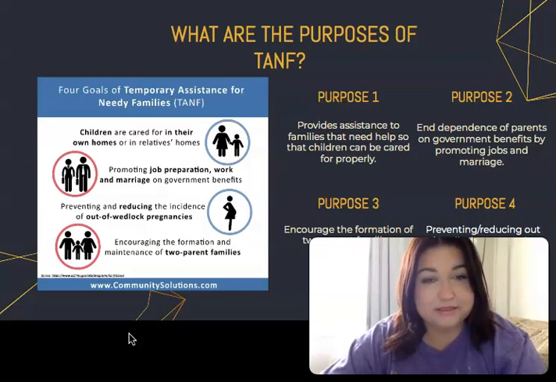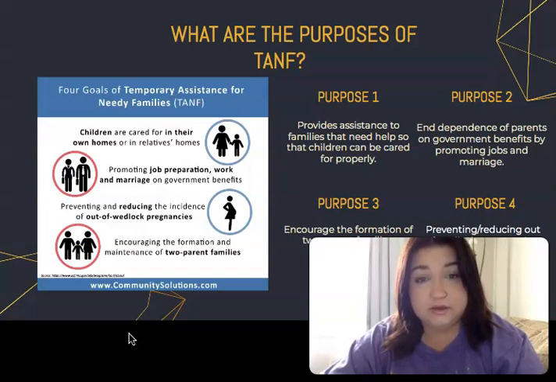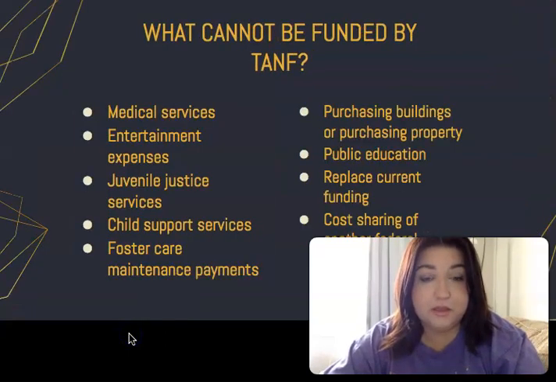Purpose 1 is it provides assistance to families that need help so that children can be cared for properly. The second purpose is to end the dependence of parents on government benefits by promoting jobs and marriage. The third purpose is to encourage the formation of 2-parent families. And the fourth purpose is preventing and reducing out-of-wedlock pregnancies.